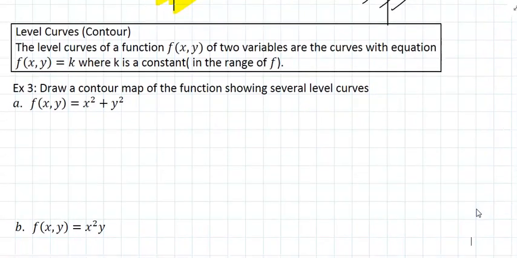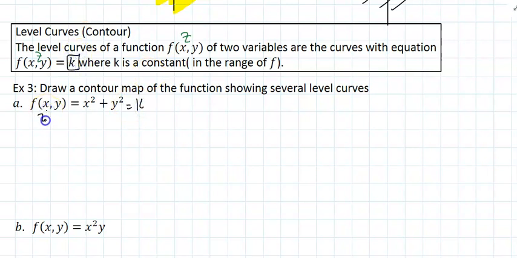The level curves of a function f of x, y, remember that means z, of two variables are the curves with equation z equal k, where k is a constant in the range of f. So pretty much this is what they say. This is how they start the problem. I'm going to elaborate on what that means. It says draw a contour map of a function showing several levels. What you do, they say, set this equal to k, just like they did right there.